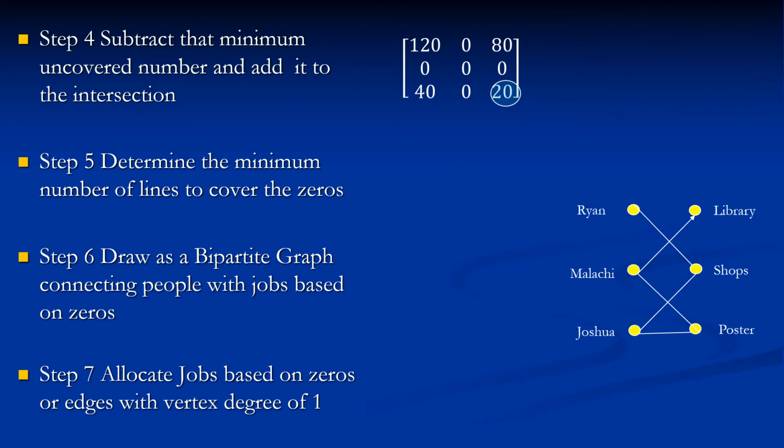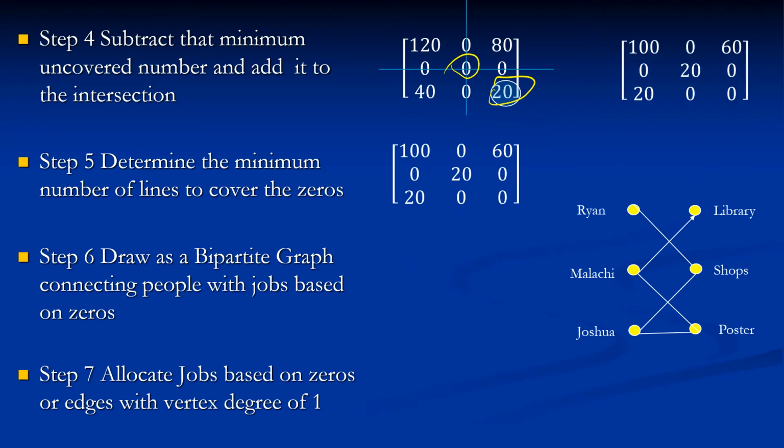So now that we do that, we're going to subtract that minimum uncovered number, that 20, and add it to the intersection. So that's got to be added there. So what we're going to do is make it look a bit like this. So you can see that I've taken 20 from all the values but added 20 to the intersection there.